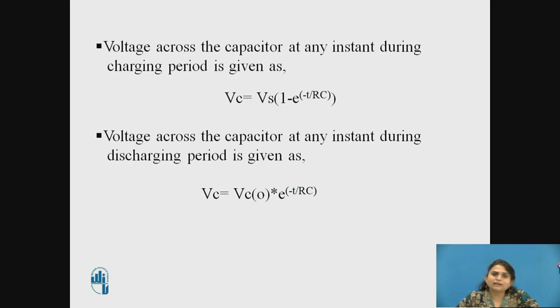Here we have to calculate the voltage across the capacitor at an instant during a charging period, which is given by Vc = Vs(1 - e^(-t/RC)). Second, the voltage across the capacitor at any instant during a discharging period is given by Vc = Vco · e^(-t/RC).